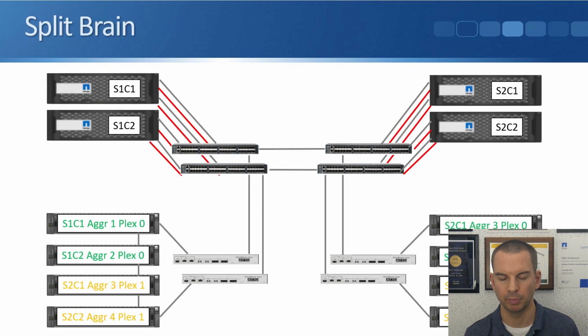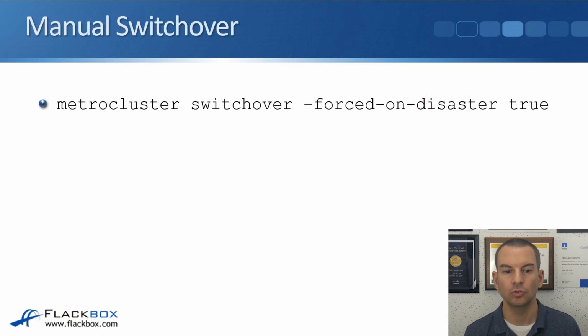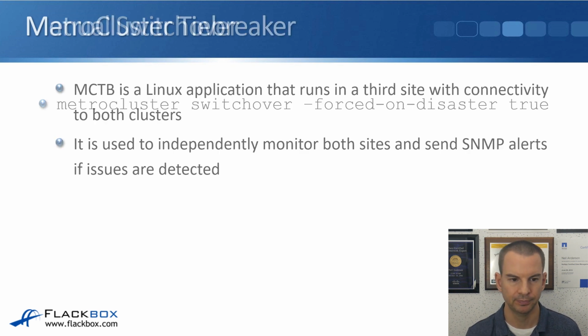So this is what could happen with a split brain, where we lose the network connectivity between the two sites, but both sites are still writable. If we do have a split brain like that, we want to make sure that we are not writing to both sides at the same time, in which case we would end up with different data in both sites. So we can do the manual switchover. When you do the manual switchover, you saw it's the same command again, metrocluster switchover, but when only one site is available, you need to force it. So you add the option -forced-on-disaster true.